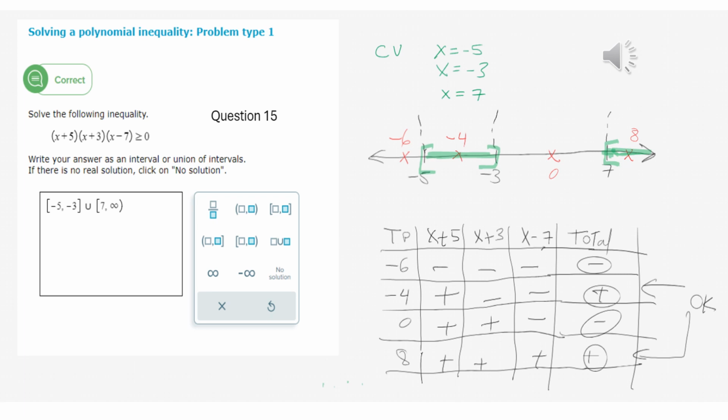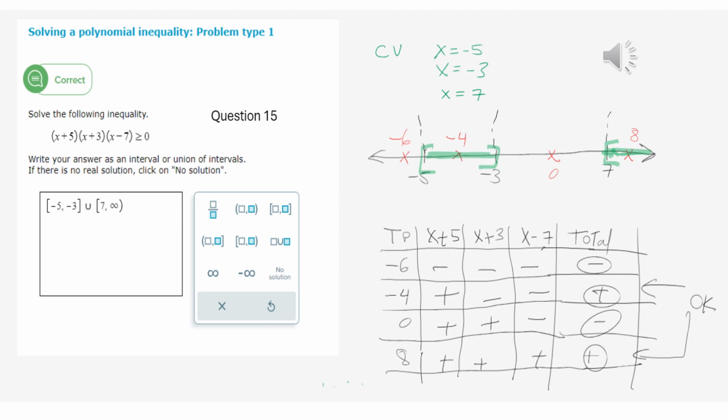So, according to the inequality, greater than or equal to 0 is positive. So the solution, the testing points that pass the test, are the testing points that have positive in the total column. So it's -4 and +8. And you highlight these intervals.